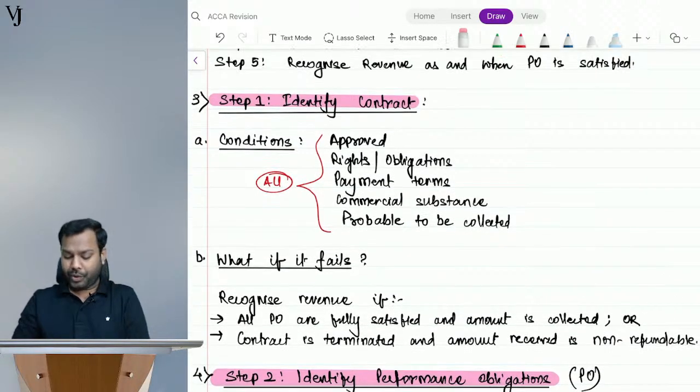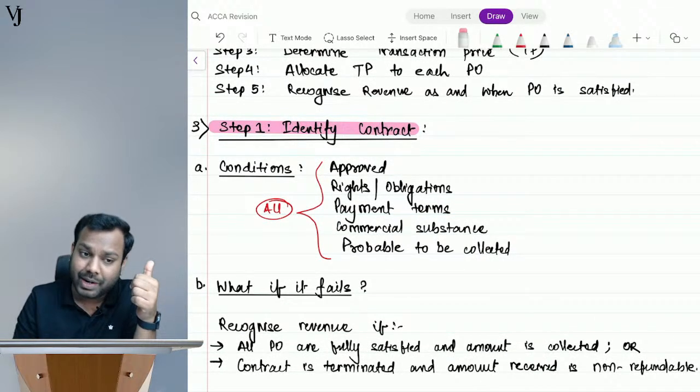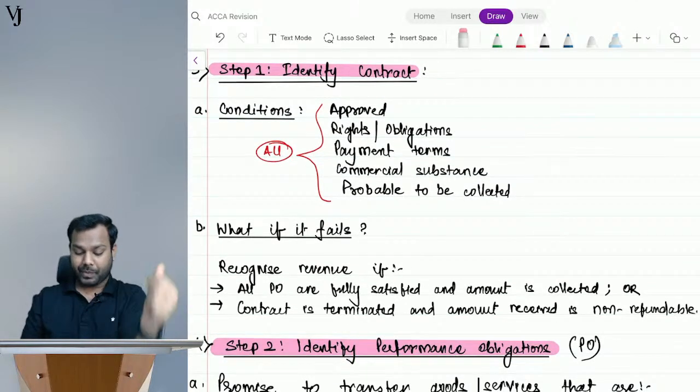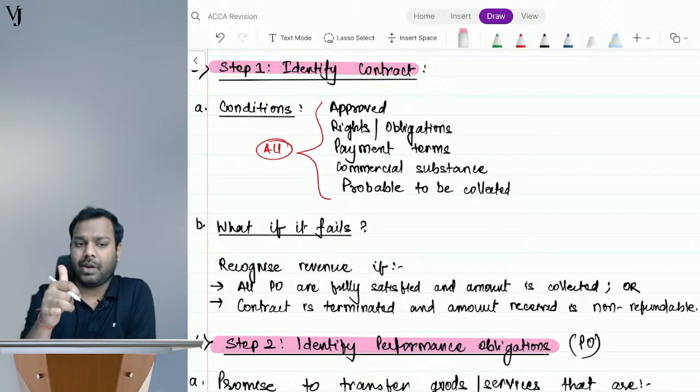Now what we will do is study each of the steps. Okay, let's understand. Step number 1.